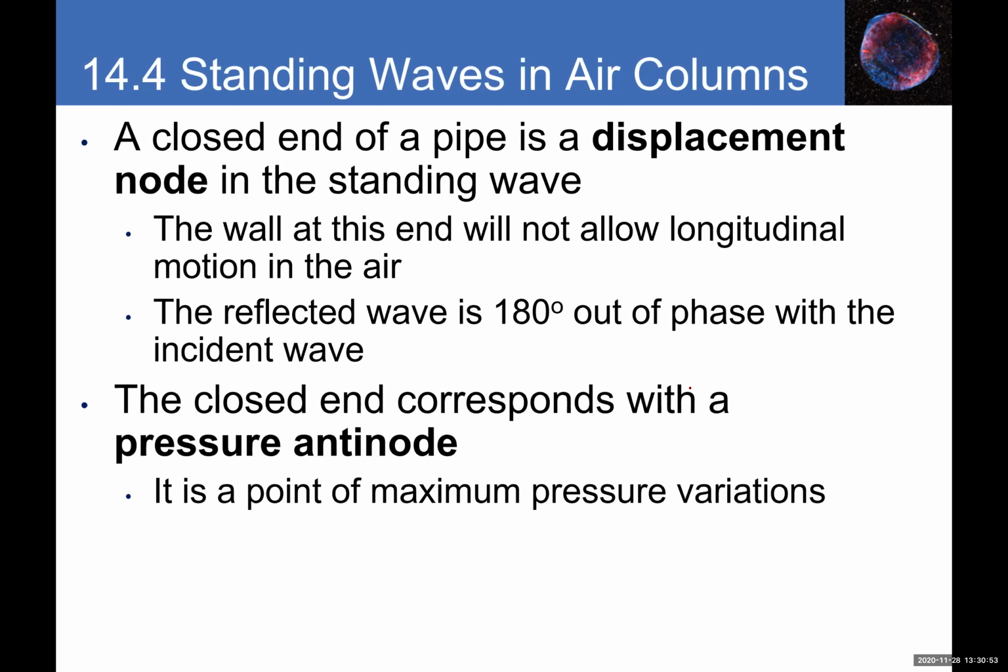Now, here's the interesting thing. When we talk about standing waves in an air column, you can look at it from two different perspectives. One in terms of displacement waves, the other in terms of the pressure. When you're talking about the displacement, you get a node at a closed end. But when you're talking about the pressure, there's an antinode at the closed end. And here I'm going to concentrate mostly on the displacement node.